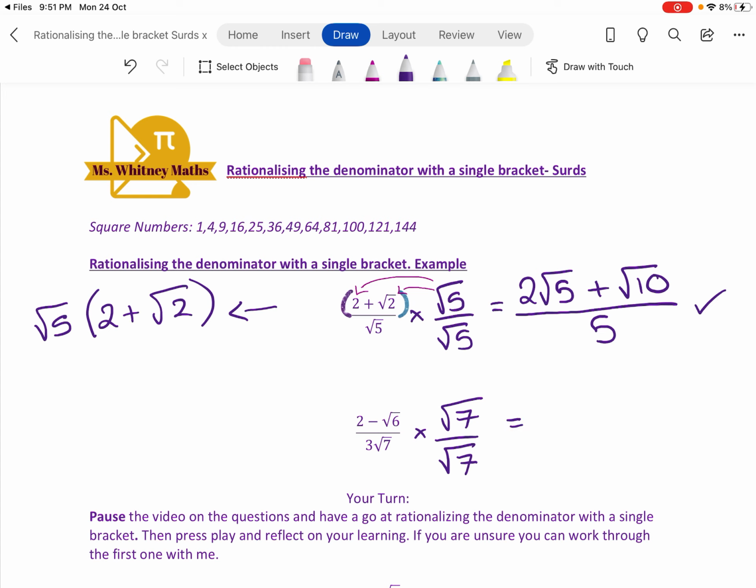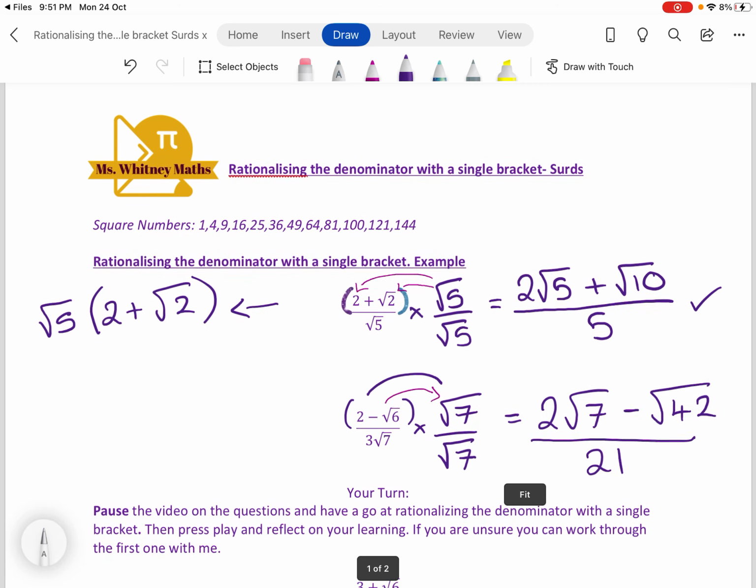This will give us 2 times root 7 is 2 root 7. Then we have negative root 6 times root 7. This gives us negative root 42. On the denominator, we will have 3 times 7, which gives us 21.